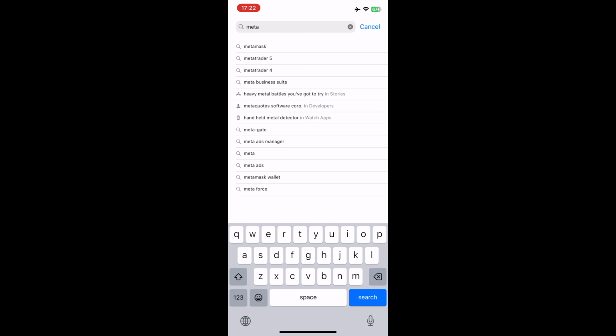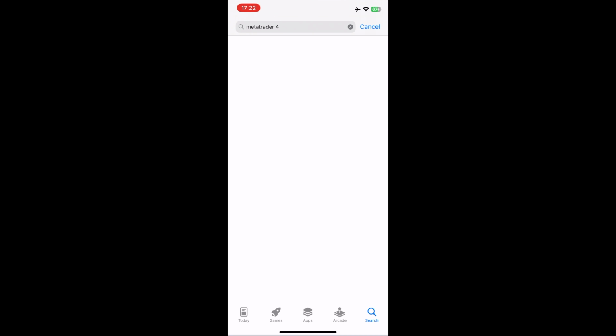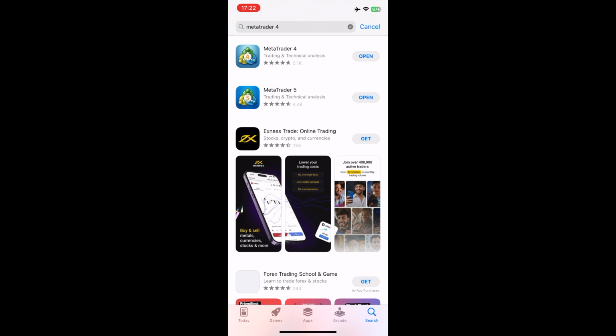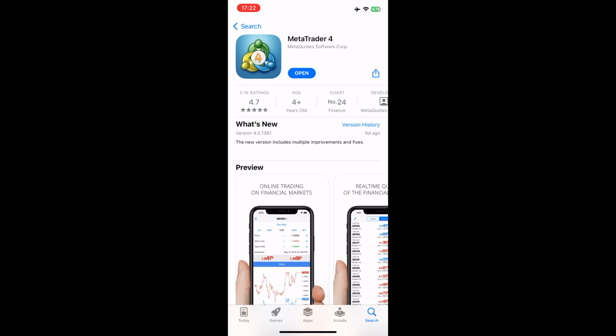Once you just type Meta, you're going to see 5, 4. So once you click on 4, you should be able to download it. I have it downloaded already. This is how it's going to look. If you have it downloaded, it's going to just show open. If you do not have it downloaded, you're going to click this area where it says download, and you should be able to download it.